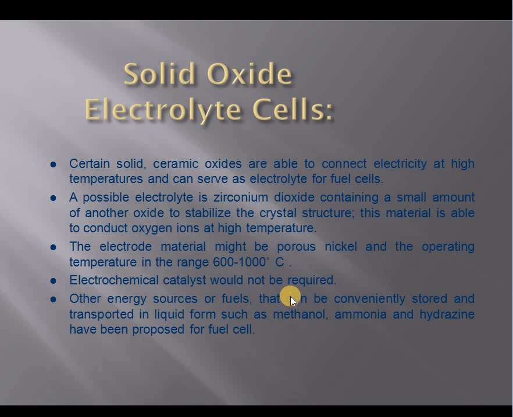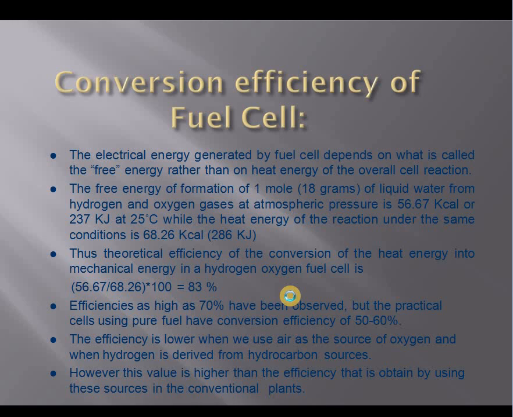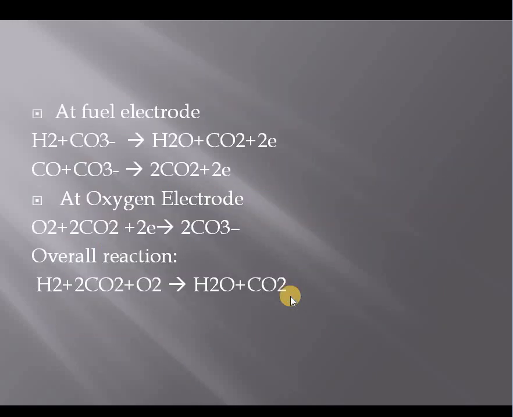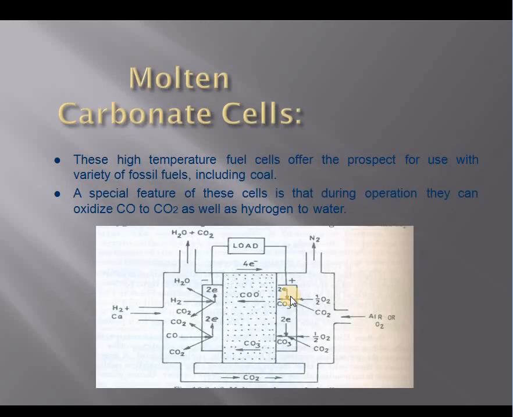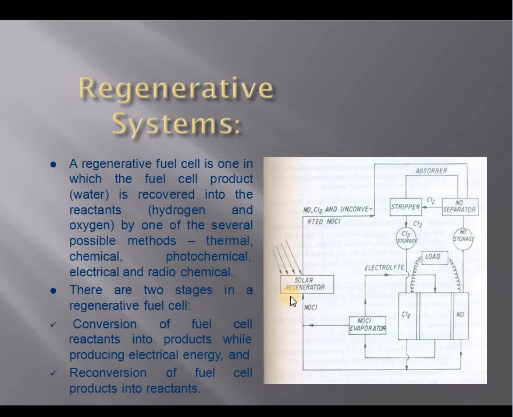The other sources of energy which are used here are conveniently stored and transported in the form of liquids such as methanol, ammonia and hydrogen. Here in this cell, the solid oxide cell is similar in construction to the metal oxide cell, but in place of the liquid electrolyte, a solid oxide membrane is present.